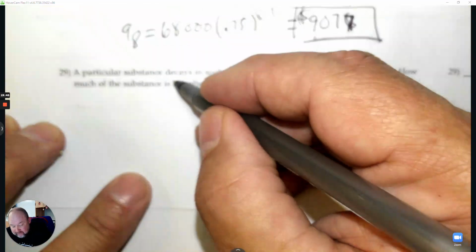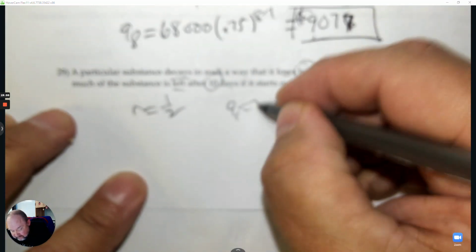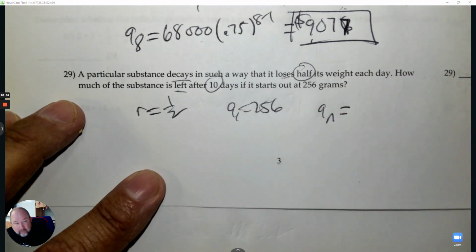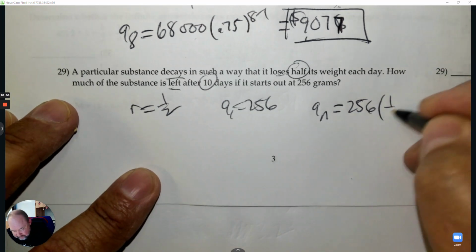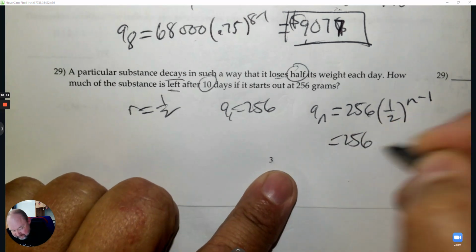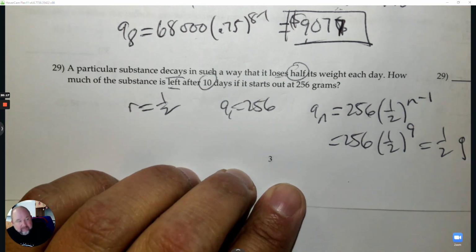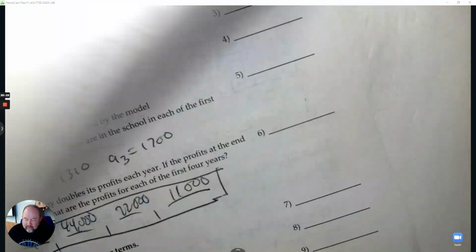All right, a particular substance decays in such a way that it loses half. That means R is 1/2 each day. How much of the substance is left after 10 days if it starts out at 256 grams? So we're not adding. Each term tells you how much is left. So we have a1 r to the exponent n minus 1. And then after 10 days, we plug in 10. 10 take away 1 is 9. And if you calculate it, you're left with 0.5 or half a gram if you put that in your calculator. Turn the page.